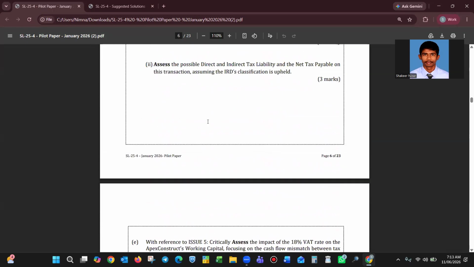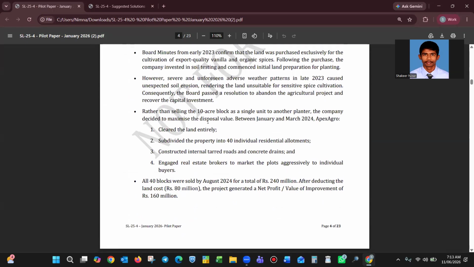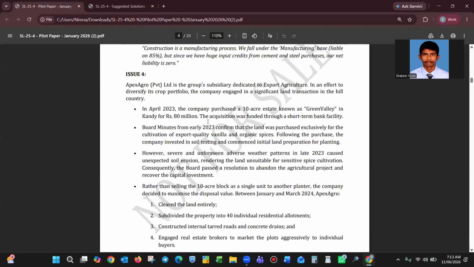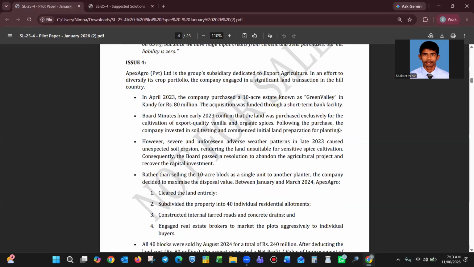Okay, so if we go to issue number 4, Apex Agro is a group subsidiary dedicated to export agriculture. In an effort to diversify its crop portfolio, the company engaged in a significant land transaction in the hill country, Udarata. In April 2020, the company purchased 10 acres of state-owned Green Valley land in Kandy for 80 million. The acquisition was funded through a short-term bank facility.